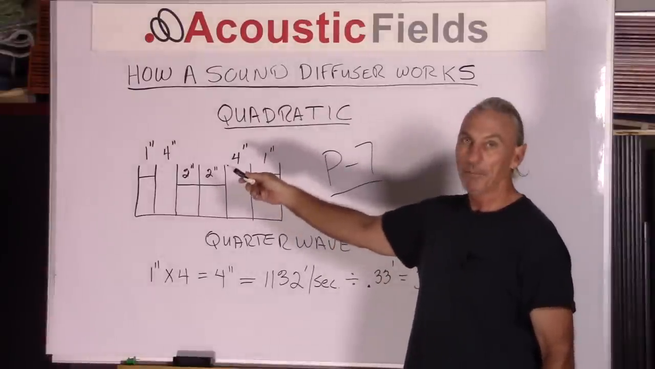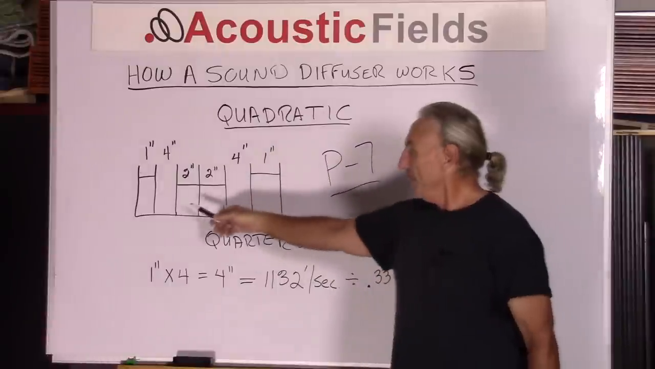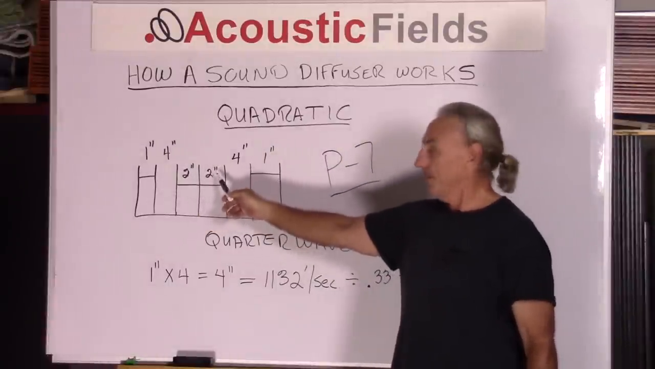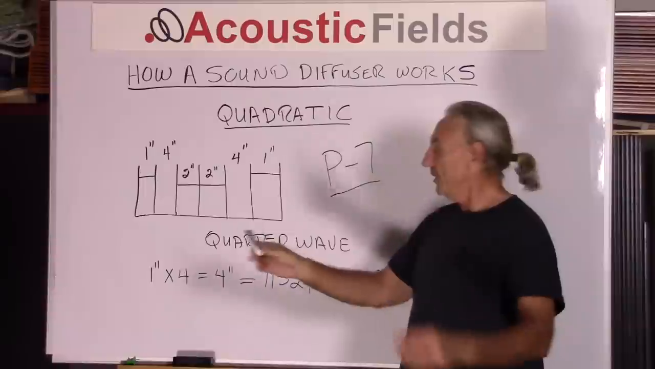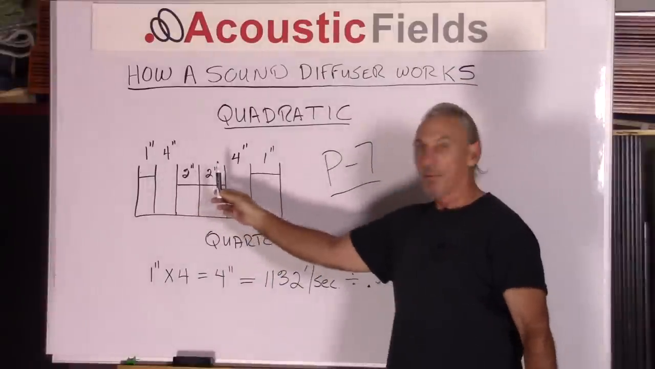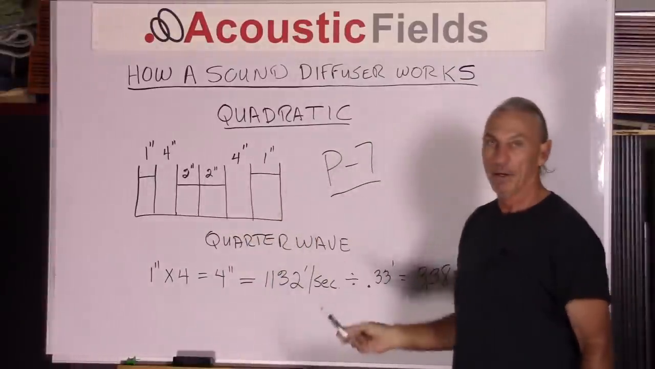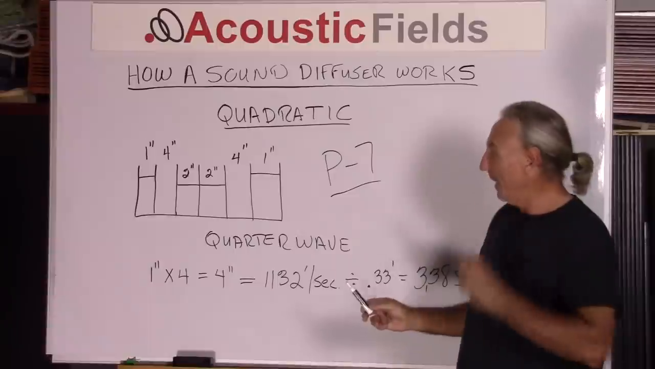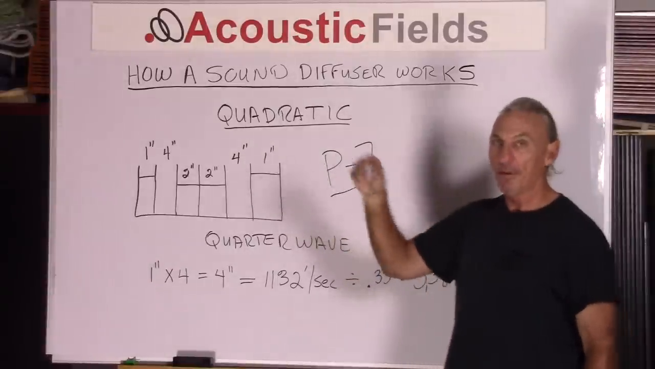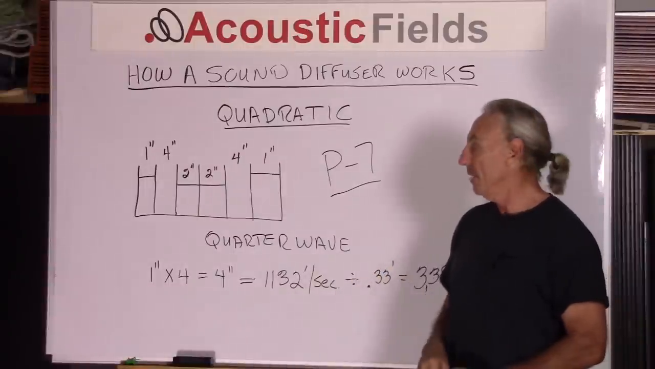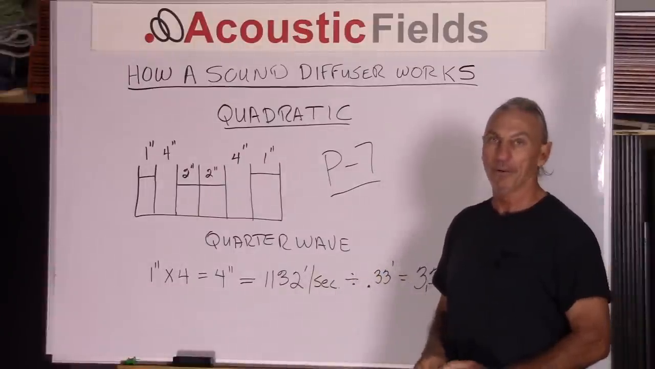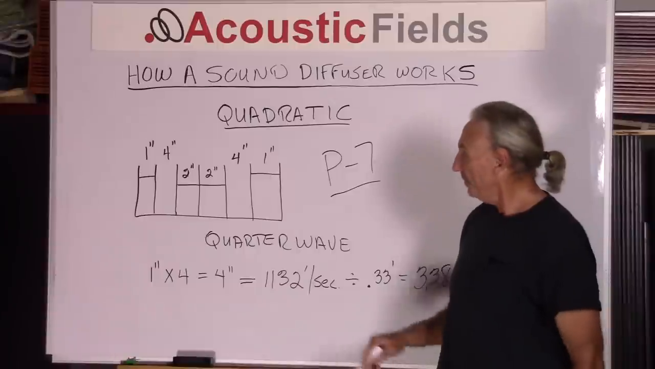So our first well depth starts at 1 inch. The next well depth is 4. The middle two are 2 inches, 4 and 1. So the series kind of repeats itself, runs one way in the beginning and then repeats itself at the end, okay? These numbers were derived by using that formula that we talked about and getting residuals, which we'll discuss in another video that's more math related.